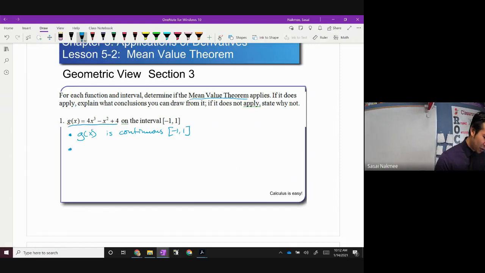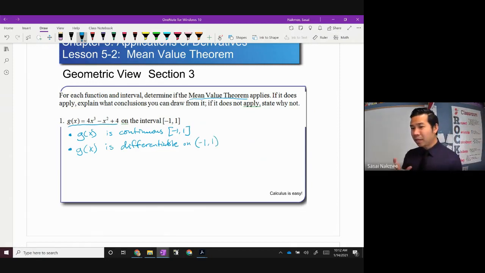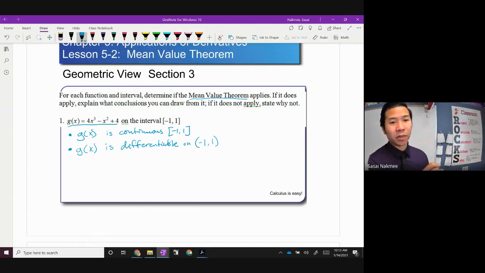Second thing you need to prove. First thing is continuity. Second thing you need to prove, or not prove, you need to state, I should say. You don't need to actually prove it. You just need to state that the function also needs to be differentiable on the interval -1 to 1. But remember, continuity means that it has to include the endpoints. Differentiability goes up to the endpoints. It does not include them.